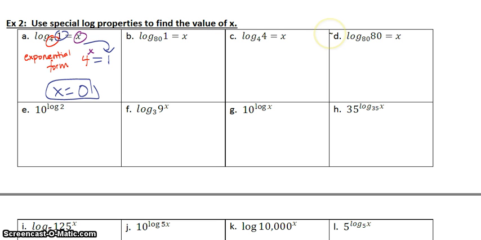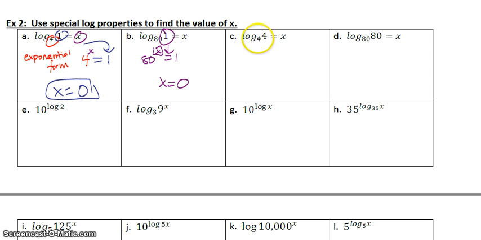And now at this point, I'm going to try to do a lot of these just with properties and not with logs. Part B. Log base 80 of 1 equals x. Wow, this is just like part A. Anytime you got a 1 there, it's equal to 0, because remember, the answer is an exponent. So anything to the 0 power is always equal to 1. You know what? I wrote that wrong. There. Okay.